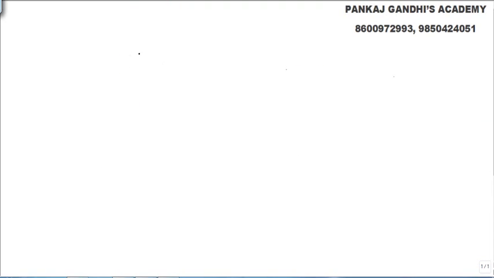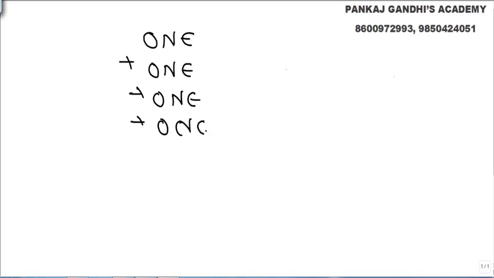Now let's say the question given to us is: this ONE is a 3-digit number. The same number we added 4 times, and we get TEN. A unique kind of question type here.